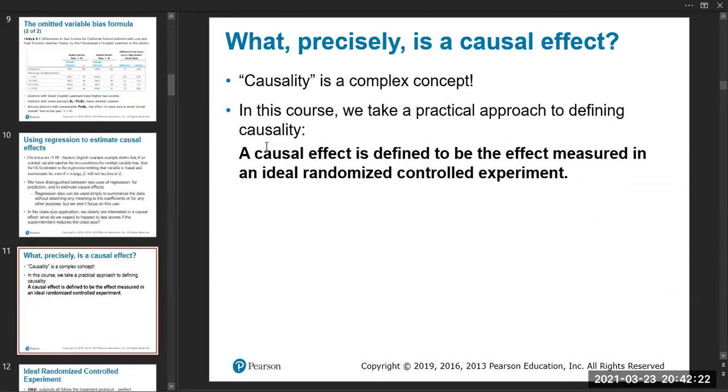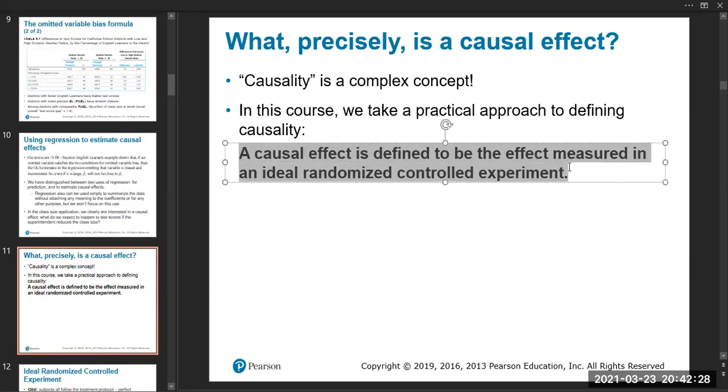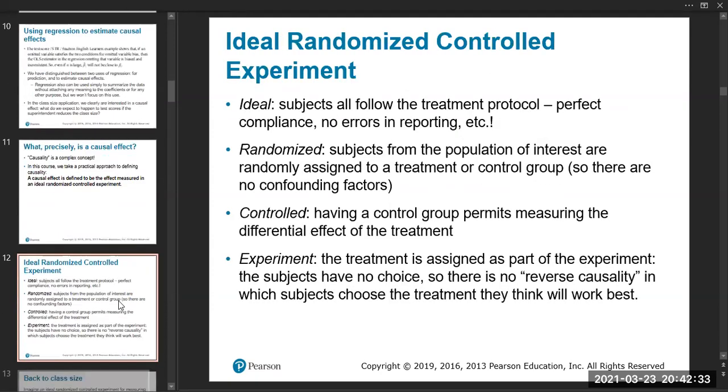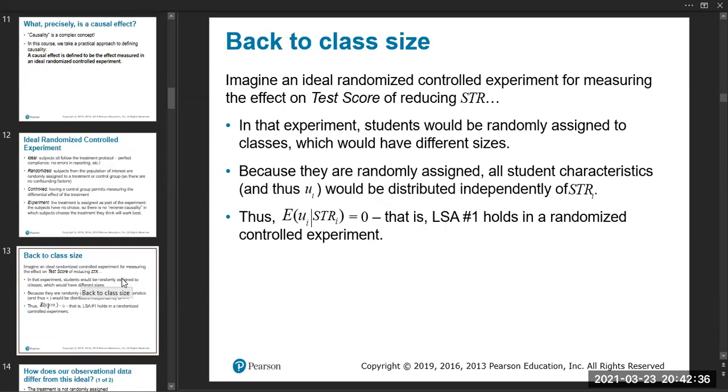More precisely is a causal effect. A causal effect is defined to be the effect measured in an idealized controlled experiment. Let's skip this part first. So the thing is, we did not end up having a randomized class size because we know that districts with better English get smaller class size, while districts with more English learners get larger class size. So our assumption doesn't hold.